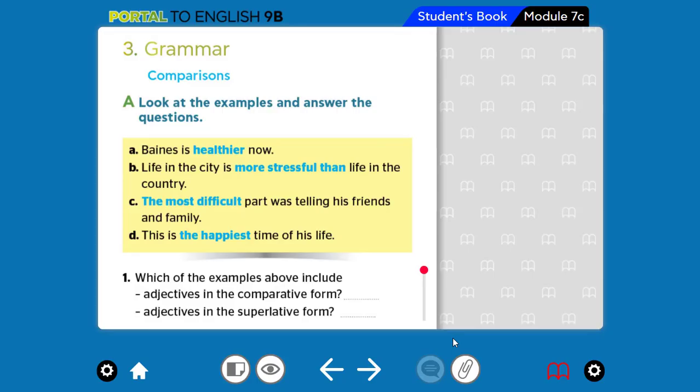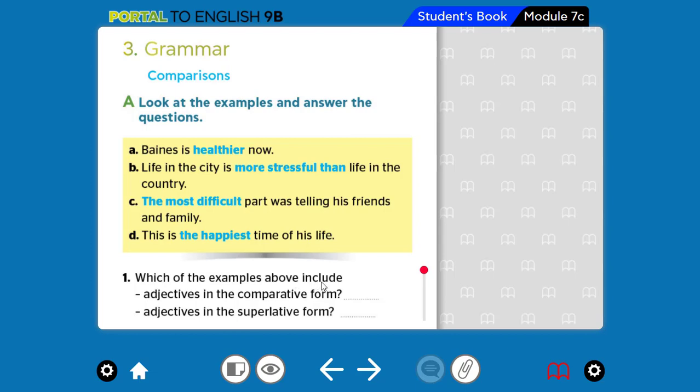Now let's open our student's book, page 79. Exercise 3. Comparisons. Look at the examples and answer the questions. Baines is healthier now. Life in the city is more stressful than life in the country. The most difficult part was telling his friends and family. This is the happiest time of his life.